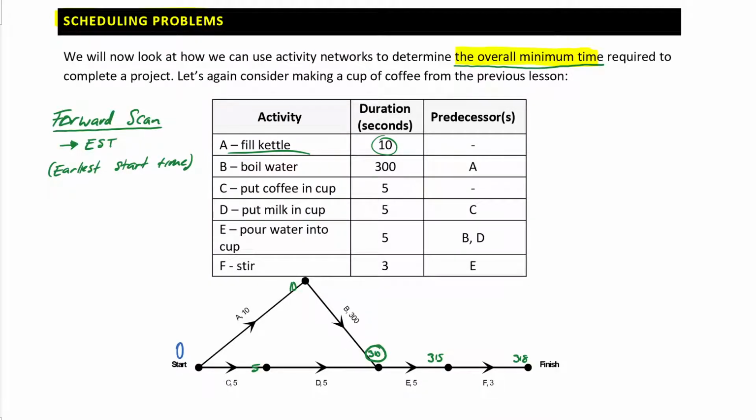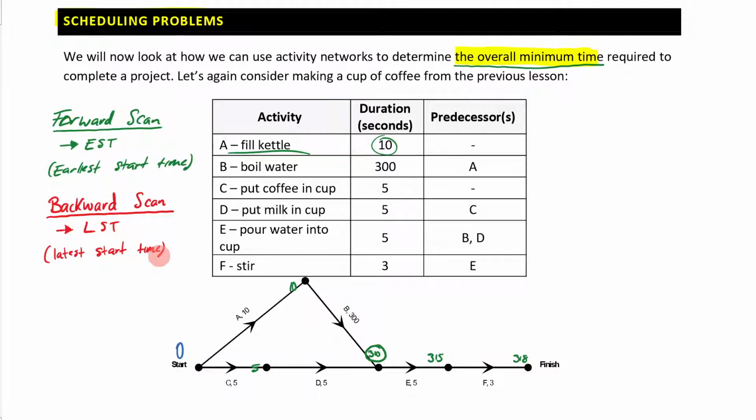All right, we're now going to do something called a backward scan. If you've got a red pen, I want you to do this in a red pen. The reason why we do a backward scan is to find something called the latest start time. So we'll put it in brackets. This is the latest start time.